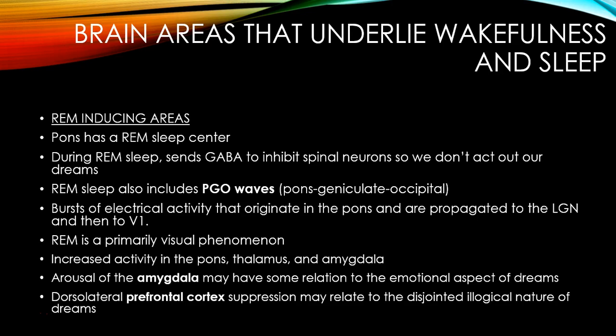REM sleep also induces what we call PGO waves: pons, geniculate, occipital. These are bursts of electrical activity that originate in the pons, then go to the LGN of the thalamus, and then to area V1 in the occipital lobe. That's interesting because we've got pons, thalamus, V1, and dreaming in REM sleep is a very visual phenomenon. So it makes sense that your occipital lobe is activated during REM sleep, even though you're not seeing anything. Your eyes are closed, but your occipital lobe is active.